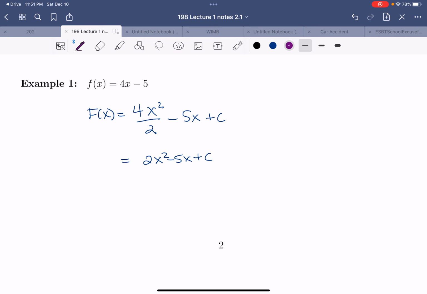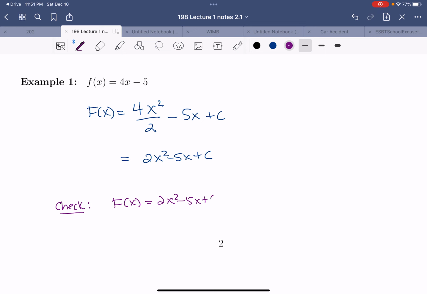And if you want to check to make sure you did it right, we can say, okay, if capital F is 2x squared minus 5x plus c, and I take the derivative of that, I get 4x minus 5, which is indeed what I started with. So if you take the derivative of your answer, you should always get the original back.